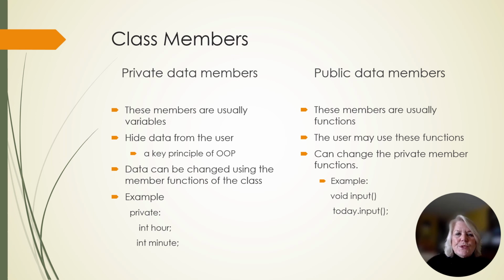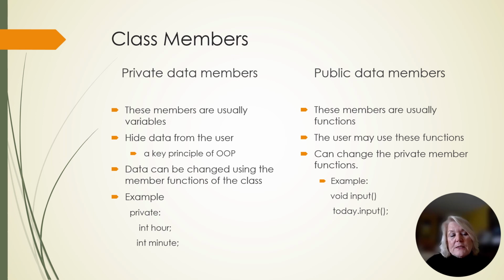This slide shows the differences between the private data members and the public data members. Sometimes when you're defining a class, you might not know whether to make a data member private or public. If you make it private, these members are usually variables. They are data that's going to be hidden from the user so that the user can't change those values, which is a key principle of object-oriented programming. But the data can be changed by using the member functions of that class.